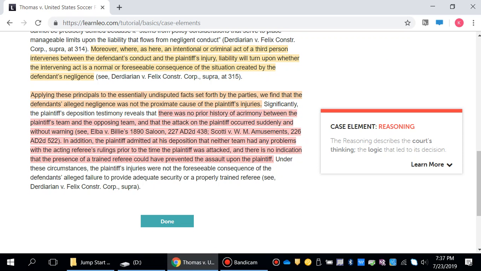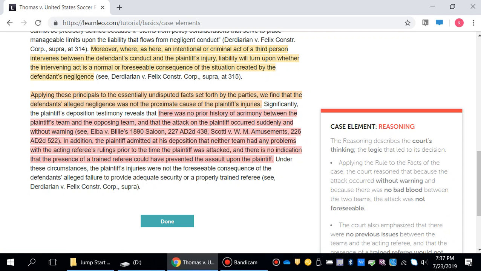What the reasoning is, it's the court saying, here's the rule. Here is this rule applied to these facts. Okay, and that is what you're going to be doing as a lawyer, and that's what you're going to be doing on your exams. So it's helpful to pay attention to how the court does it, because they can model this kind of thinking, because you're going to be spelling out your thinking for your professors on your exams. So the reasoning describes the court's thinking. It's the logic that led to the court's decision.